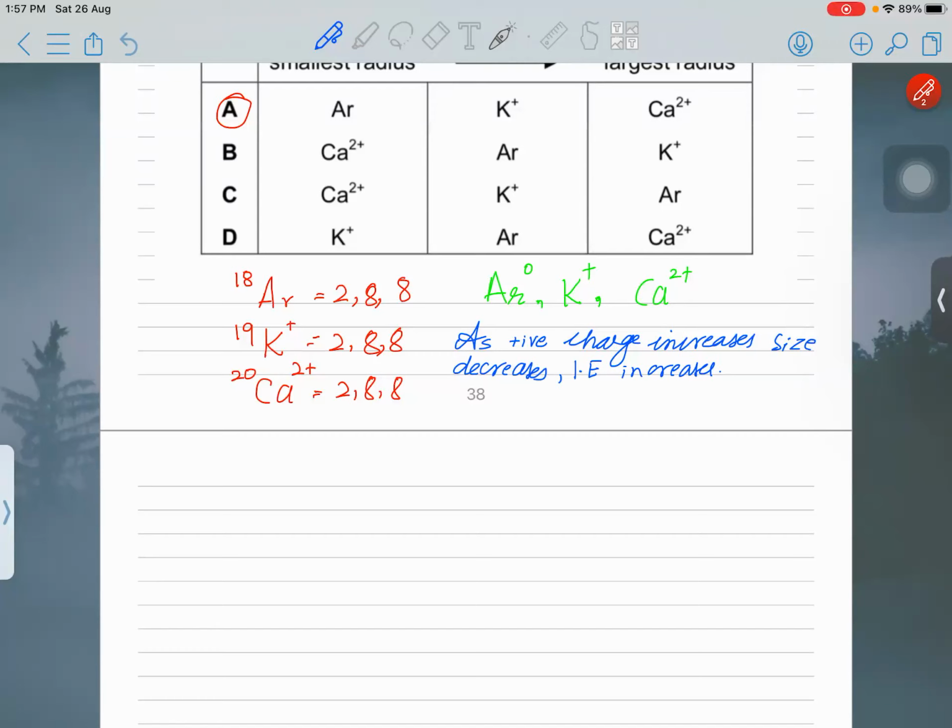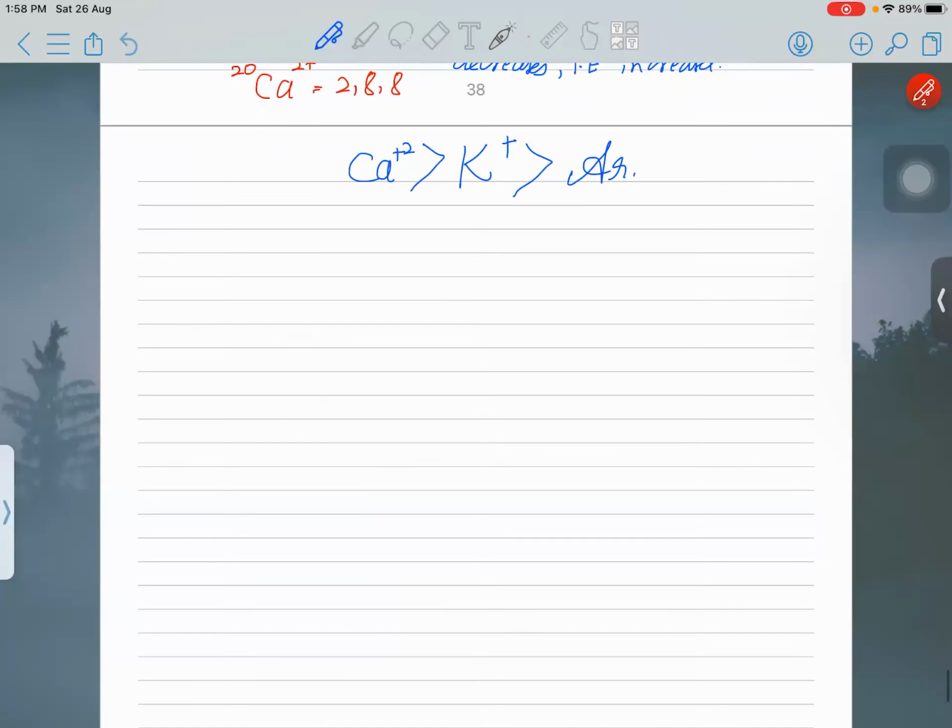Calcium. So calcium 2 plus is greater than potassium plus, very good, and then argon. Now next question.